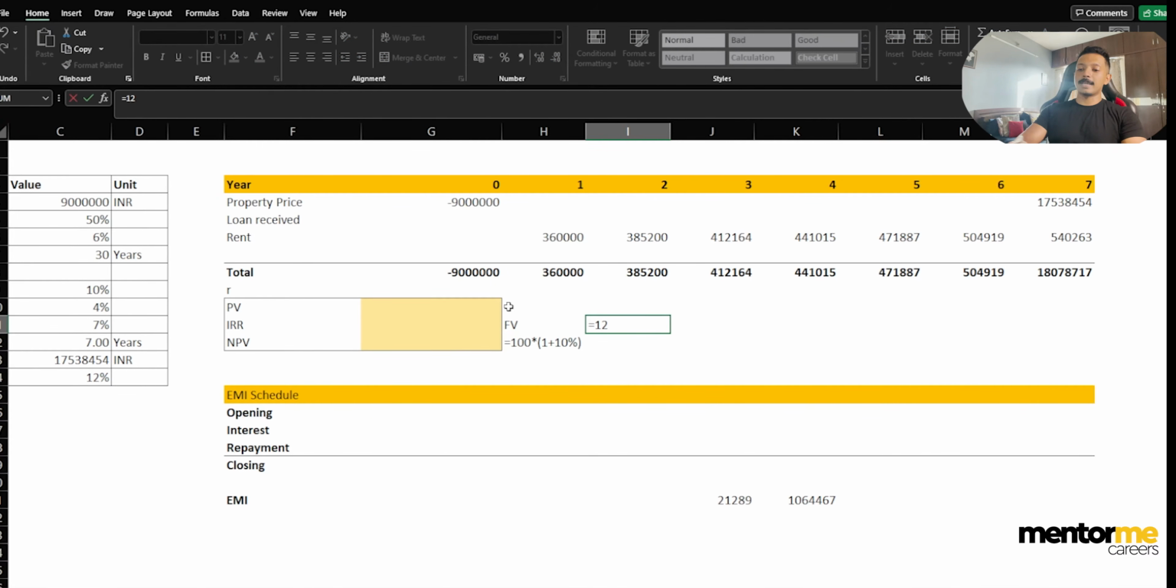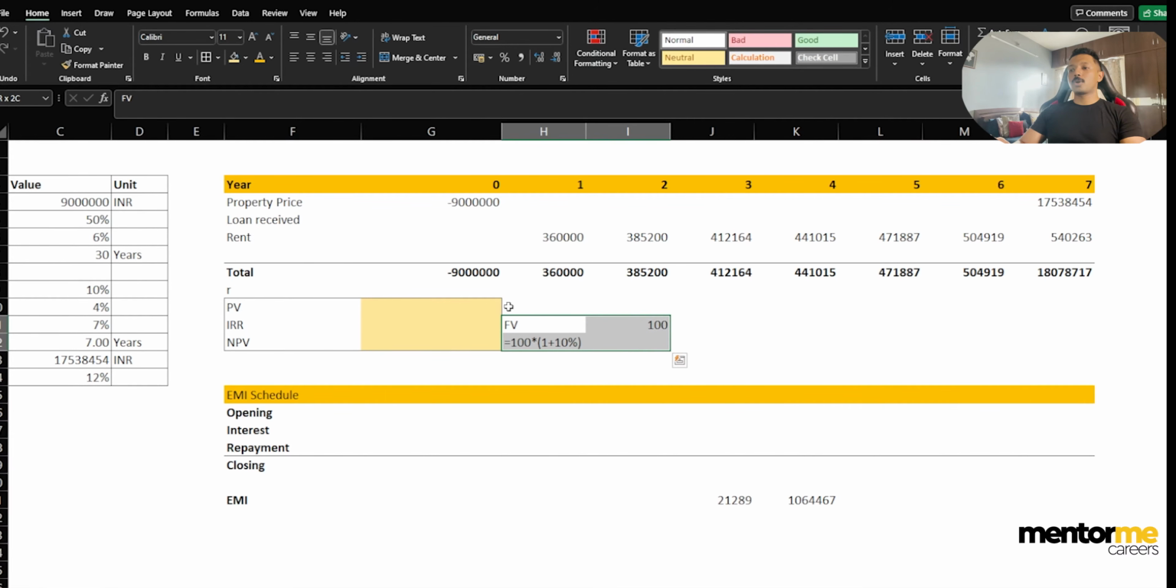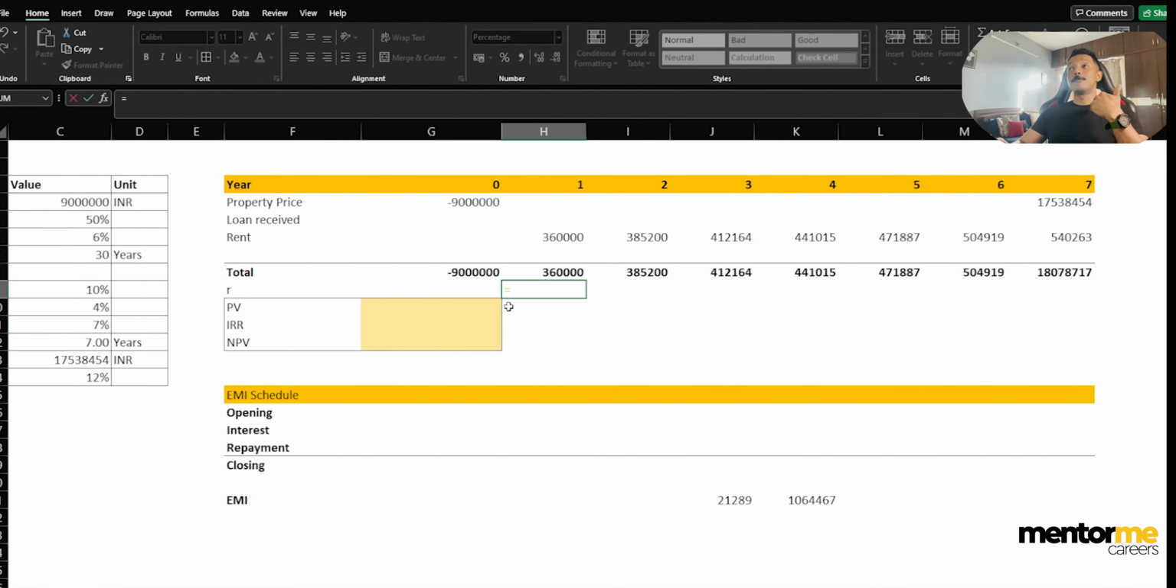If we're getting 110 in the next year and I want to bring it back to year 0, then all I do is divide by 1.1 raised to 1, so I get 100. The concept here doesn't really change much. But now the question which arises again is, what rate do I use? That depends upon where my existing investments are generating return from.